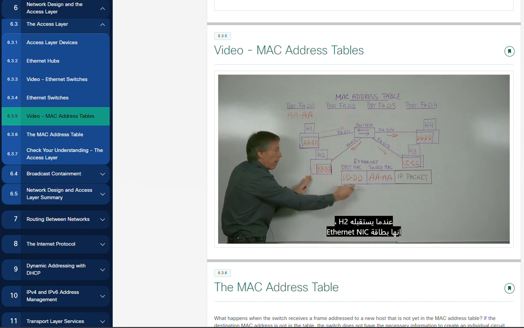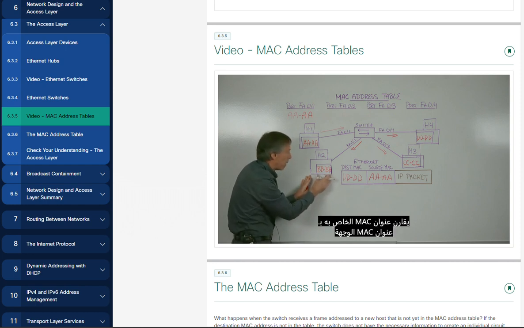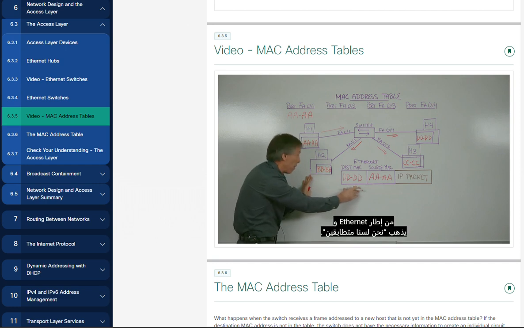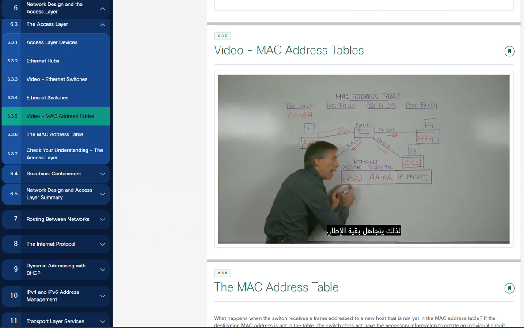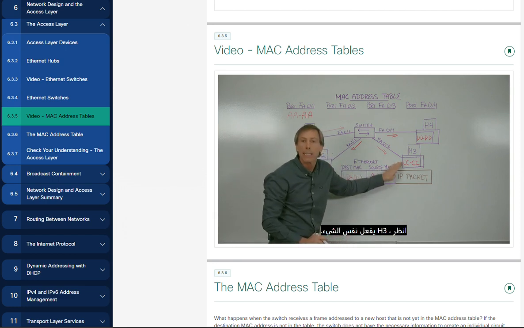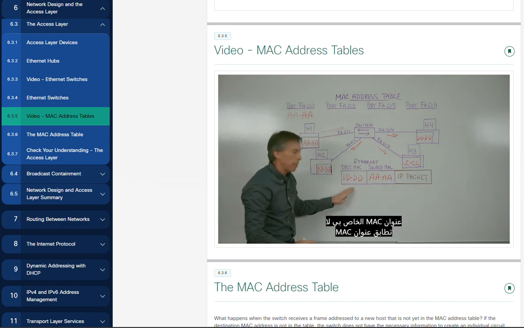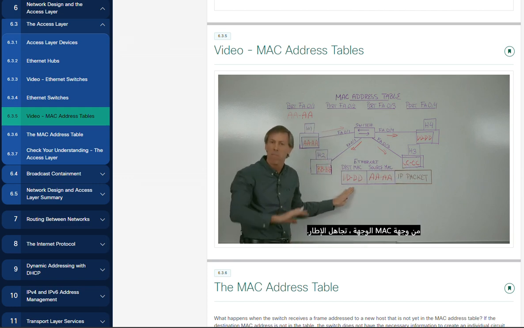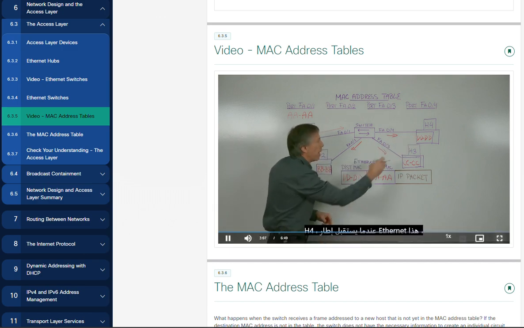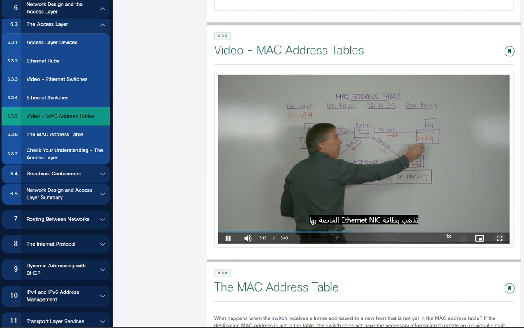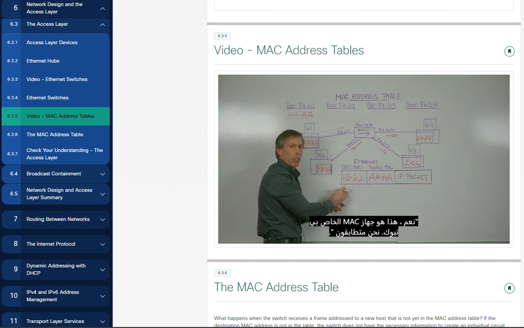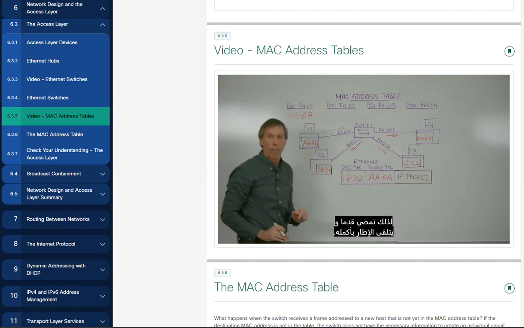When H2 receives it, its Ethernet NIC card compares its MAC address to the destination MAC address of the Ethernet frame and goes, we're not a match. So it ignores the rest of the frame. H3 does the same thing. My MAC address doesn't match the destination MAC. Ignore the frame. H4, when it receives this Ethernet frame, its Ethernet NIC card goes, yeah, that is my MAC address. We are a match. So it goes ahead and receives the entire frame.